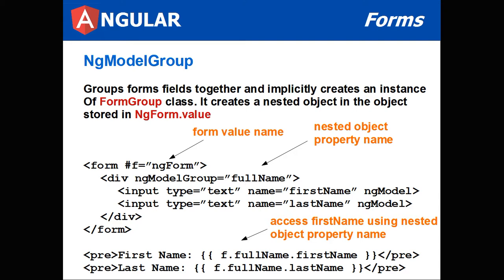Now f can be used to render the attributes of the form object in the template by using the notation f.value.fullName.firstName, f.value.fullName.lastName. f.value should show everything including that fullName object. You would see an embedded fullName object in the JSON object.